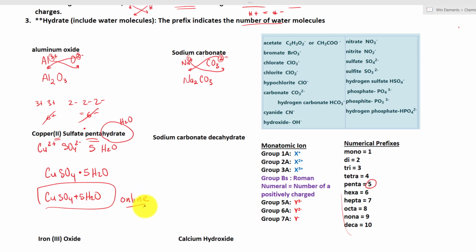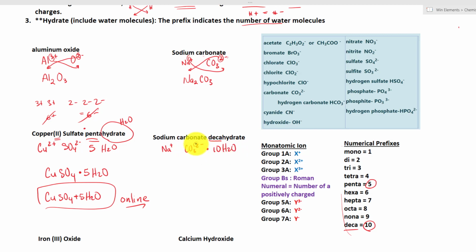Now let's try another question with hydrate. Sodium is in group 1A, so that's easy. Na plus, carbonate, oh, we have that before. CO3 2 minus. And deca, what's deca? Deca is 10, so that's 10 hydrate, which is H2O. There you go. And we use this to represent the attachment of 10 water molecules.